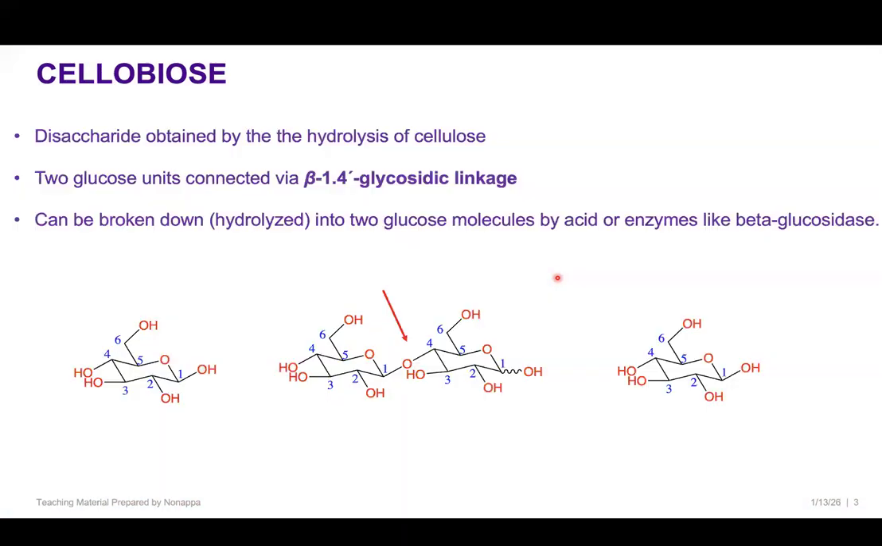Cellobiose is a disaccharide that's obtained by the hydrolysis of cellulose. It contains two glucose units which are covalently linked via a beta 1,4 glycosidic linkage. This is a beta linkage because this particular glucose has the hydroxyl at the anomeric carbon in the equatorial position, and carbon number 4 of the other glucose unit is linked. So this is the glycosidic linkage that we see here. This can be broken down into two glucose molecules by acid or enzymes such as beta glucosidase.